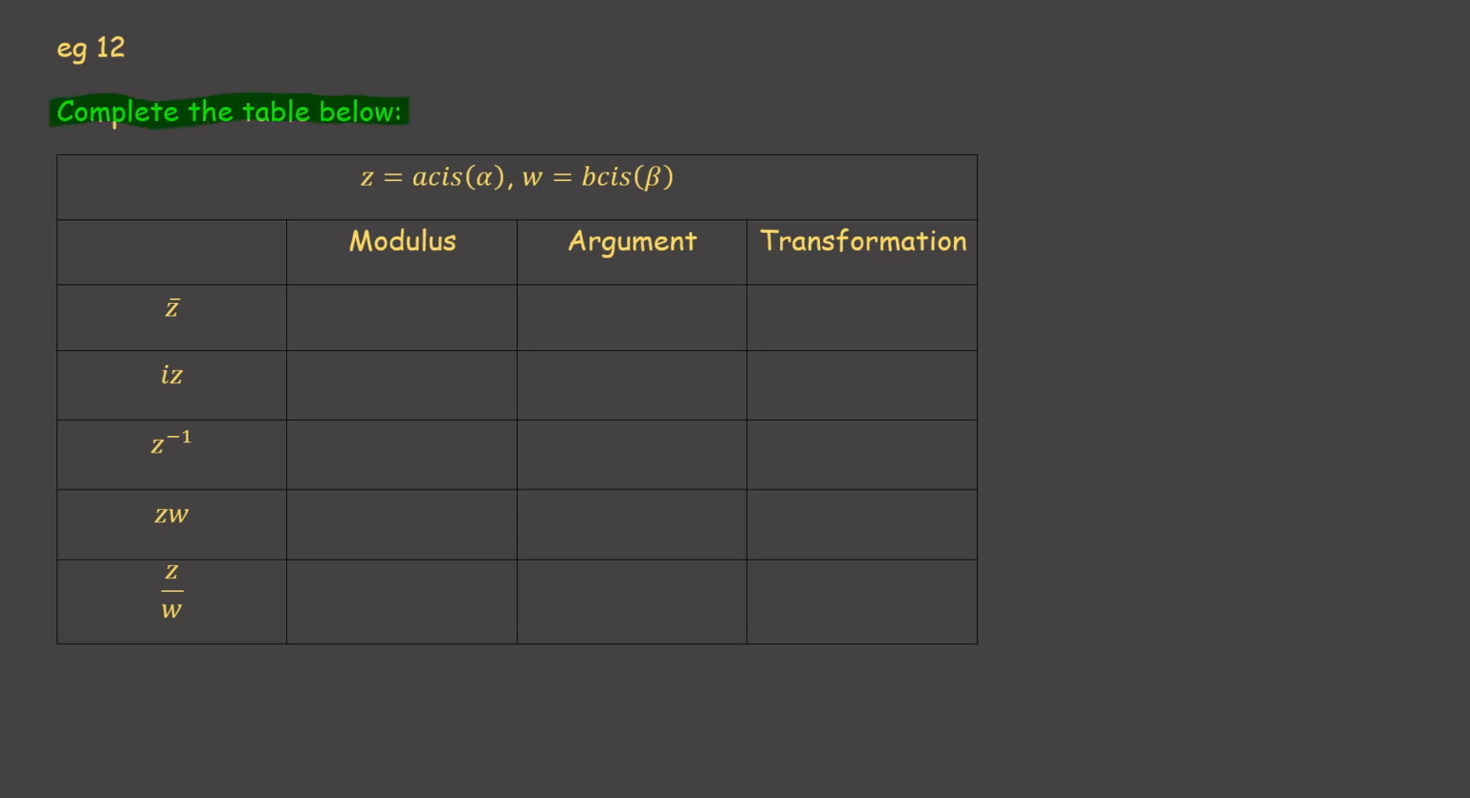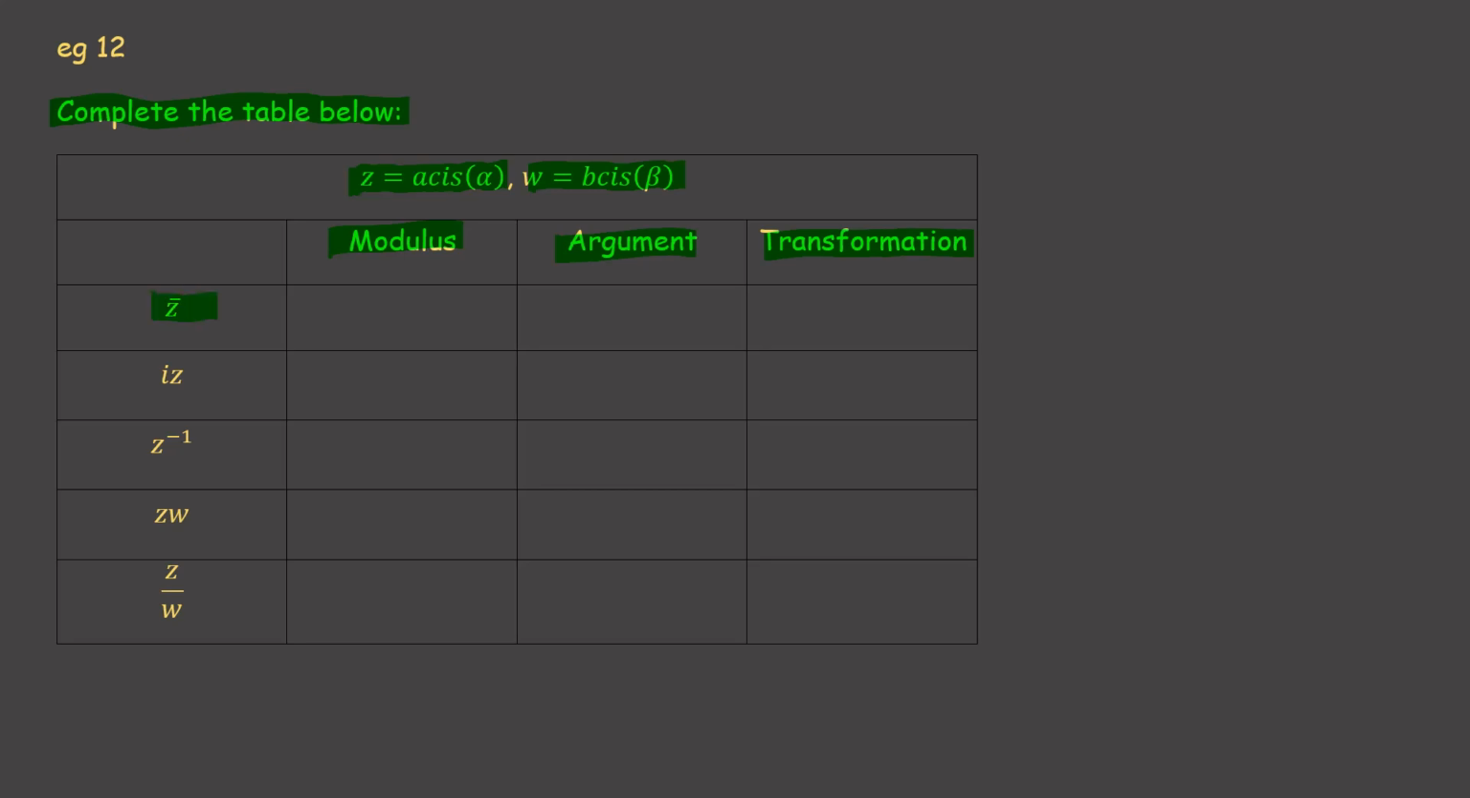We want to complete the table below. We're told Z is A cis alpha and W is B cis beta. We want to state the modulus, argument and the transformation for each of the following.